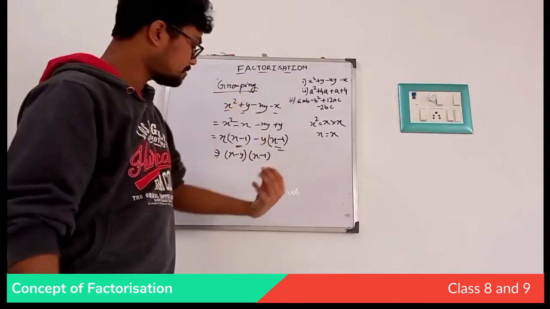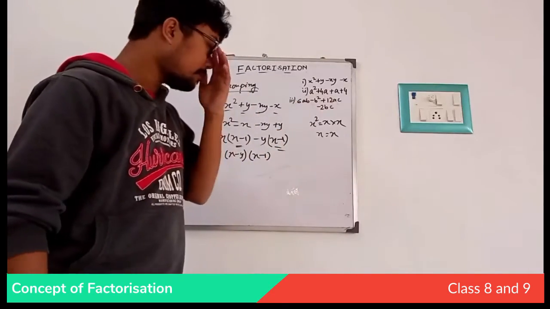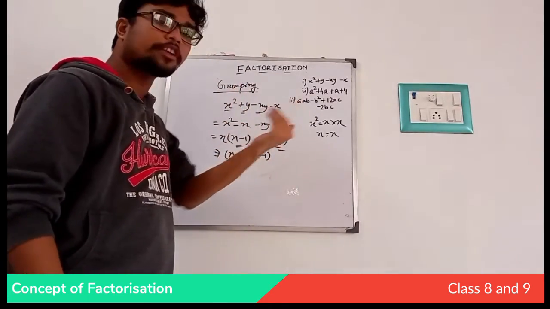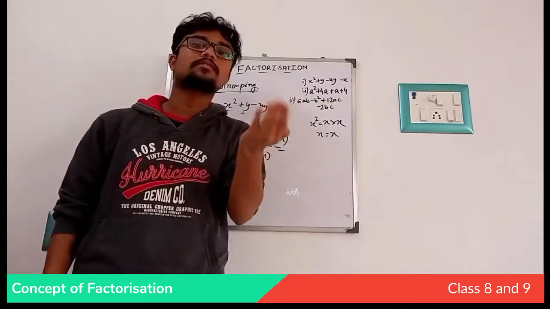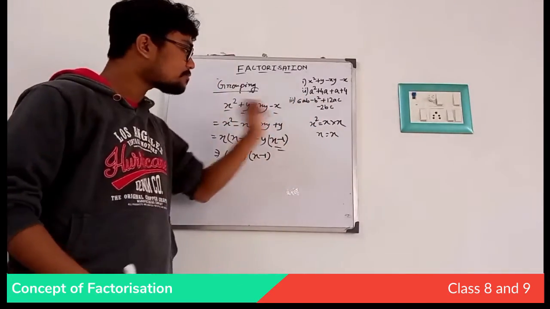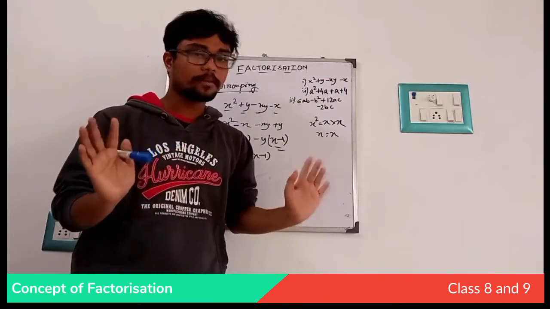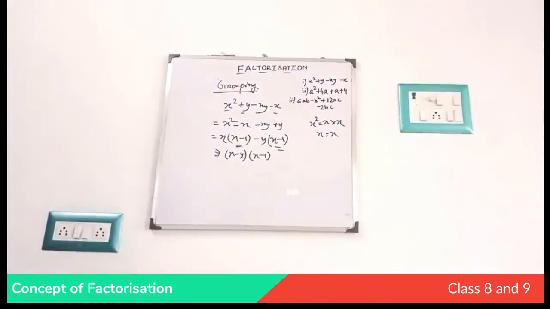This is another application of taking out the common factor, but this is slightly different because we have to choose a group. In this case, we have to choose a group. So this is the first problem. After that, I will show you another two examples. Then this grouping process will get clear to all of you.